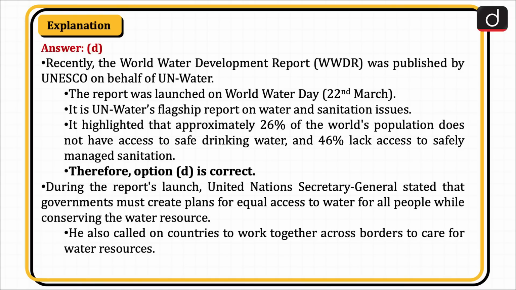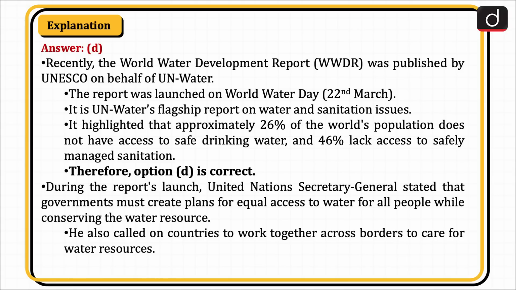Recently, the World Water Development Report or WWDR was published by UNESCO on behalf of UN Water. The report was launched on World Water Day, that is 22nd March. It is UN Water's flagship report on water and sanitation issues. It highlighted that approximately 26% of the world's population does not have access to safe drinking water and 46% lack access to safely managed sanitation. Therefore, option D is correct.